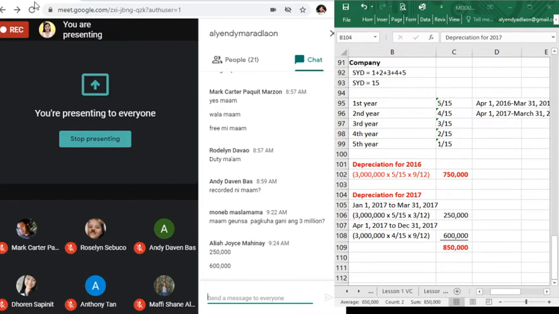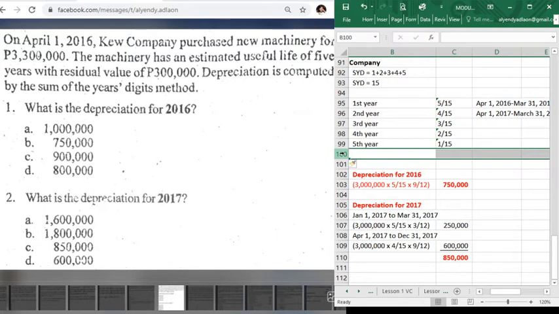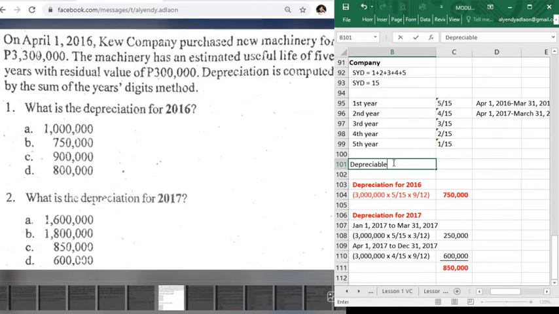Okay, so giunsa na to pagkuha ang 3 million. So ako ang ibutang diri ha para dili mo mawala ang 3 million. This is already the depreciable amount. Okay, depreciable amount na ni siya. So this is depreciable amount. That is the cost minus residual value. Okay, so we have depreciable amount of 3,300,000 nga cost minus the residual value of 300,000. That's why we get 3 million pesos. Okay, take note of that ha. Nag-base ta sa depreciable amount.